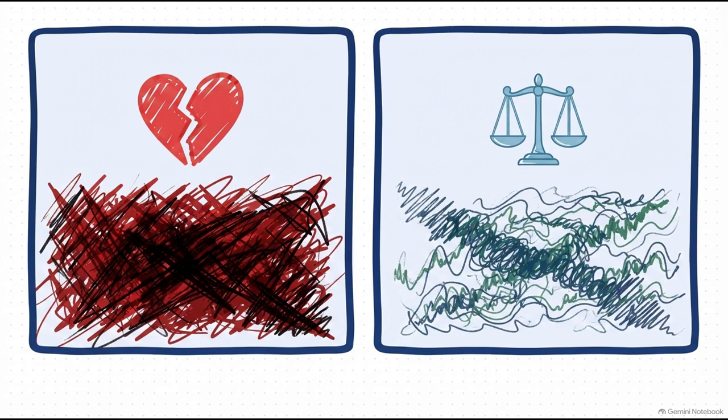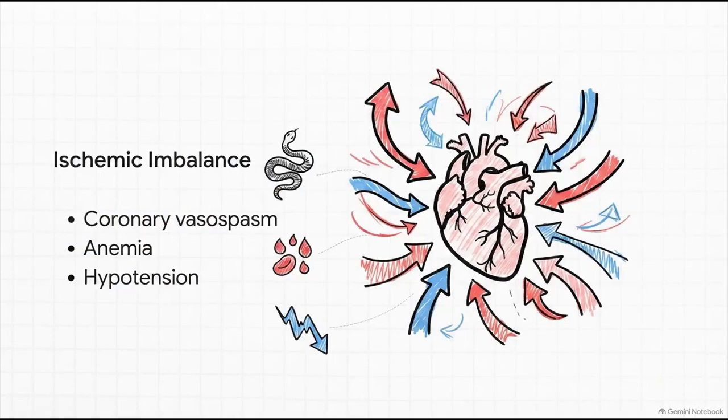Picture a giant scale in your mind. On one side, you have myocardial oxygen supply, and on the other, oxygen demand. When that scale tips drastically, resulting in a severe mismatch, the heart muscle cells actually begin to die from the lack of oxygen. And that necrosis, that's your type 2 MI. So what exactly tips that scale? The most common clinical triggers include severe coronary vasospasms, profound anemia, where there simply aren't enough red blood cells to carry the oxygen, or dangerous drops in blood pressure, like you'd see in hypotension or shock.